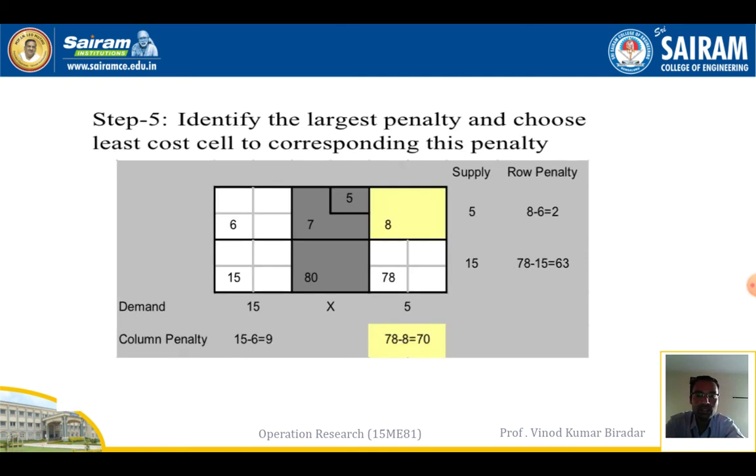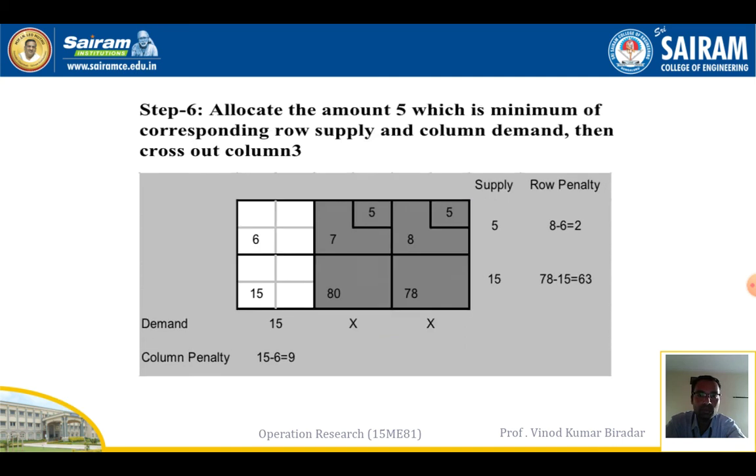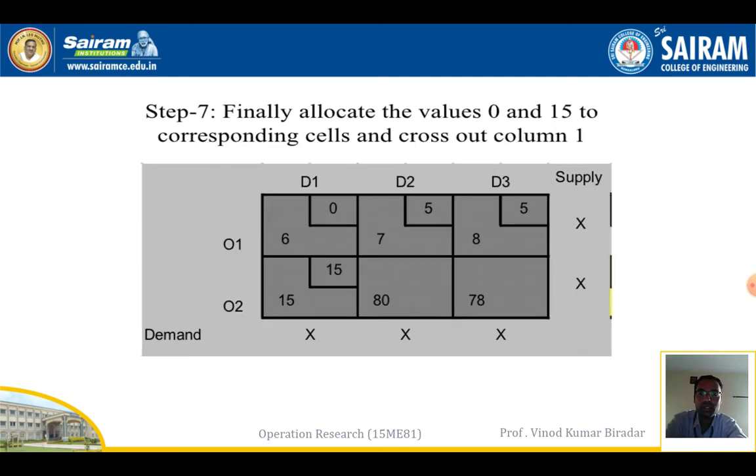Again among these the highest value is 70, so again check for the 5 in the next step, the highest. Among these, the demand value is 5 and the supply is also 5, so this 5 is assigned to 8, that is the first column. After assigning here 5, you delete that also. 5 minus 5 becomes 0, so delete. So the only thing left is 6 and 15, that is the last column.